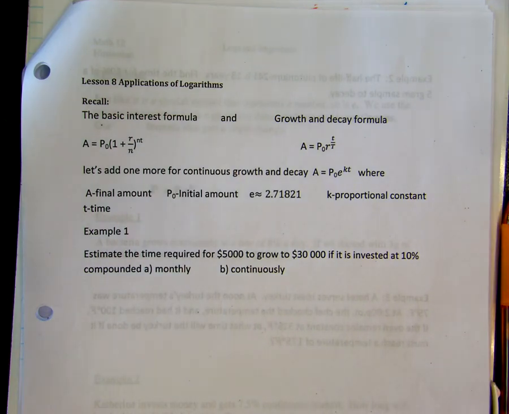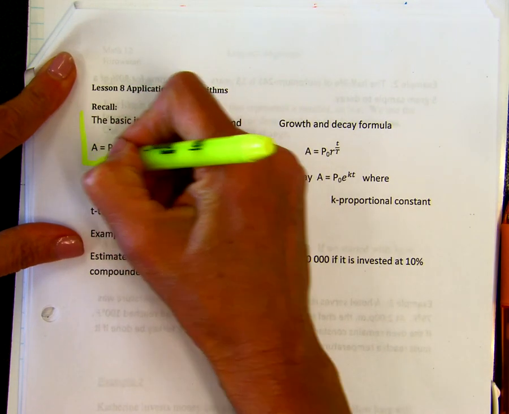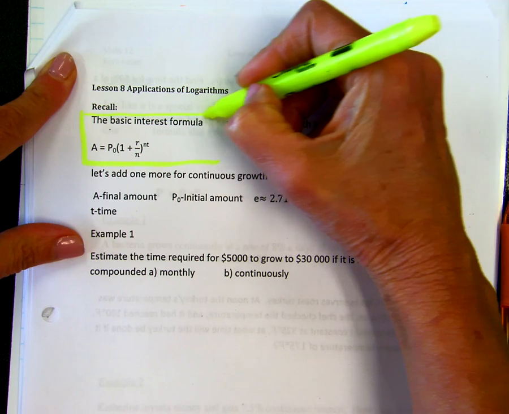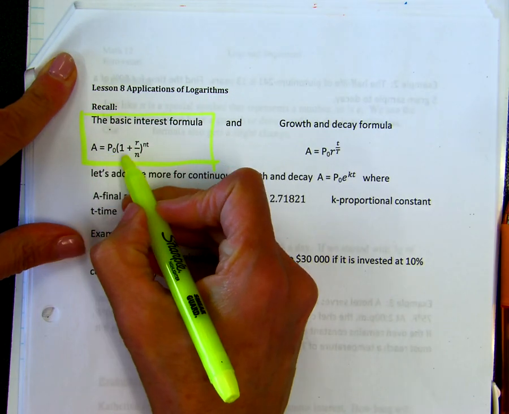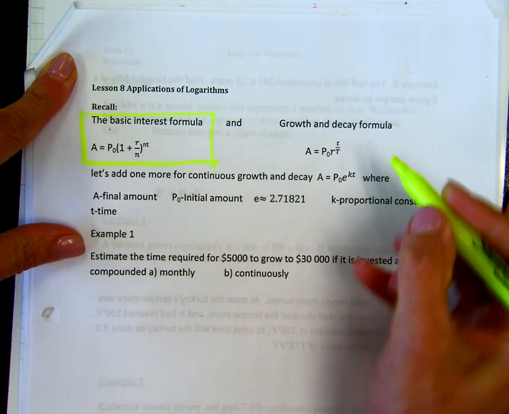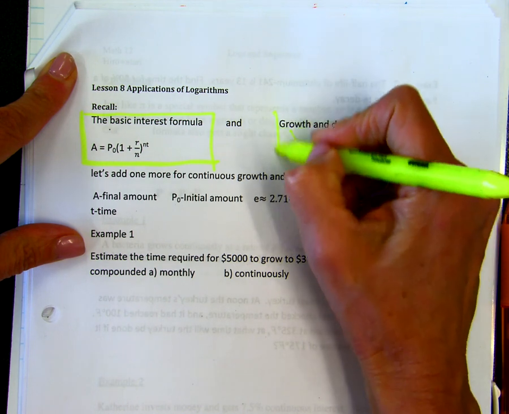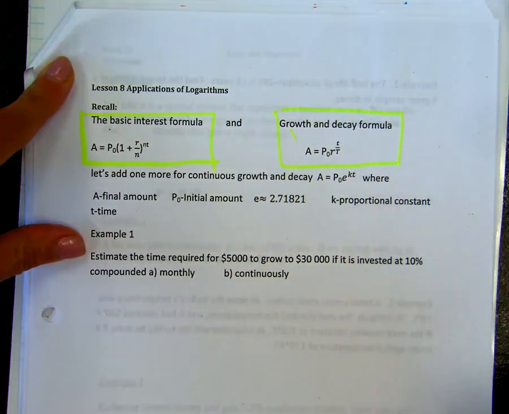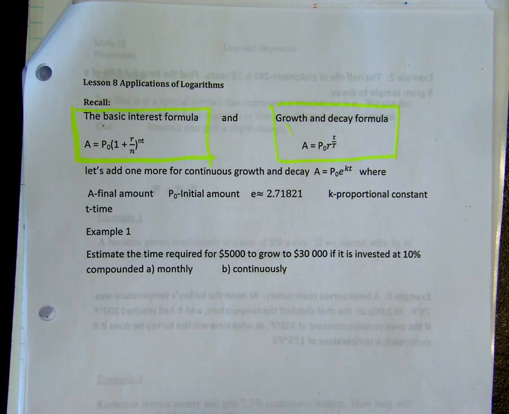In this lesson, we're coming back and looking at the applications of logarithms. So recall we have two formulas that we've been using. One is for compounding interest rate, A equals P naught (1 plus r over n) to the nt, and one is for growth and decay, A equals P naught r to the little t over big T.